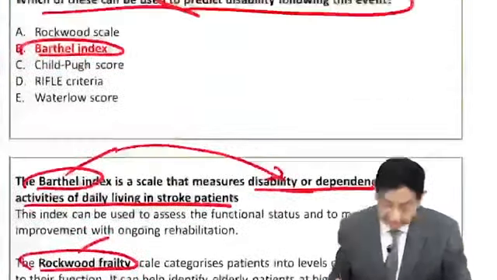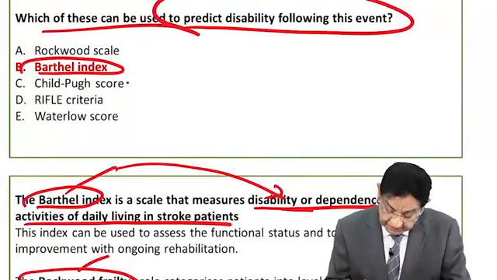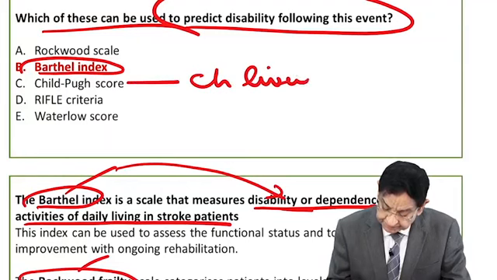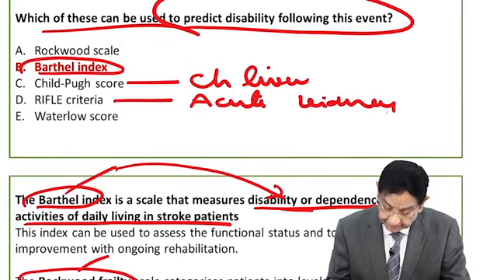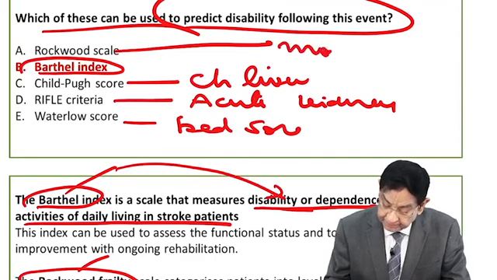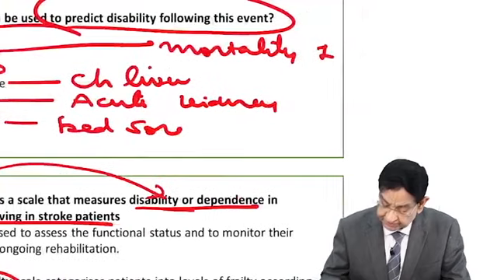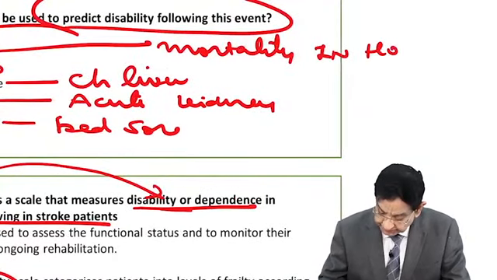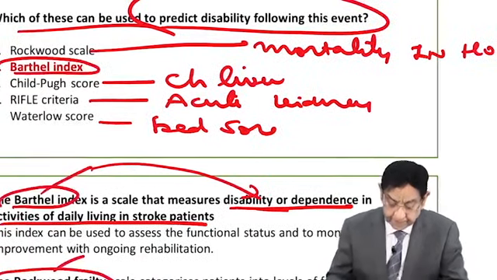So if I have to give you a summary, Child-Pugh is for chronic liver disease, Rifle is for acute kidney injury, Waterlow is for bed sore formation, and Rockwood is for mortality in hospitalized patients. Okay.